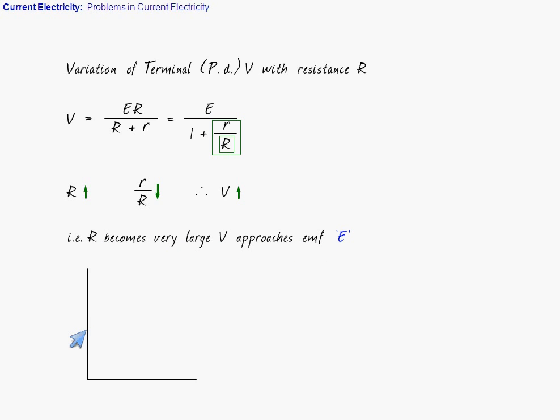So the variation of terminal potential difference against the external resistance R shall be of this nature, where it just begins to approach the EMF E. So you should keep in mind that V against R is a graph which is of curved nature, whereas E versus R is a straight line, and I versus R, which was the nature of the question, is obviously something like a hyperbola, rectangular hyperbola, or very close to it.